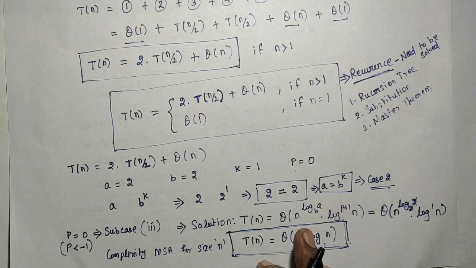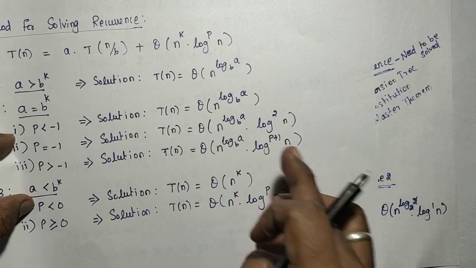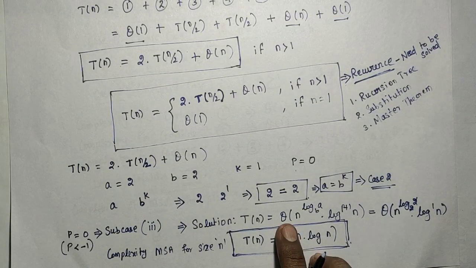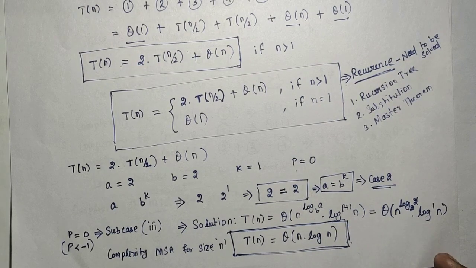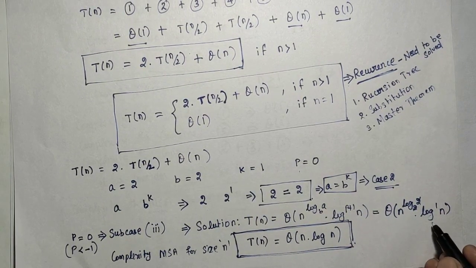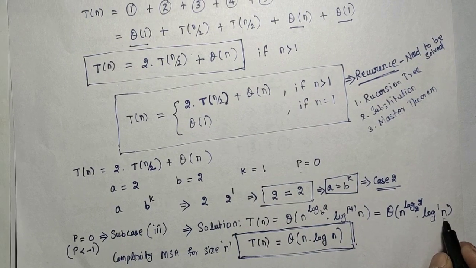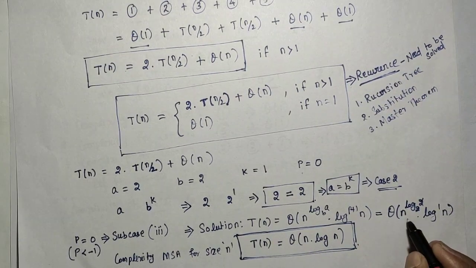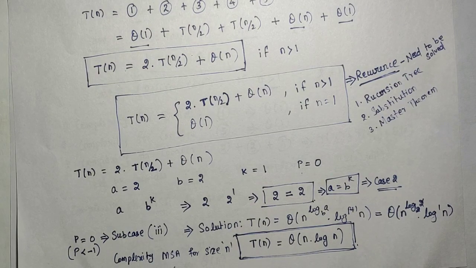So T of n equals theta of n power log a base b, log n power p plus 1. So theta of n power log a base b times log n power p plus 1. Substituting a and b, log 2 base 2 is 1, and p plus 1 is 1, so the final complexity T of n equals n log n for the maximum subarray problem with size n.